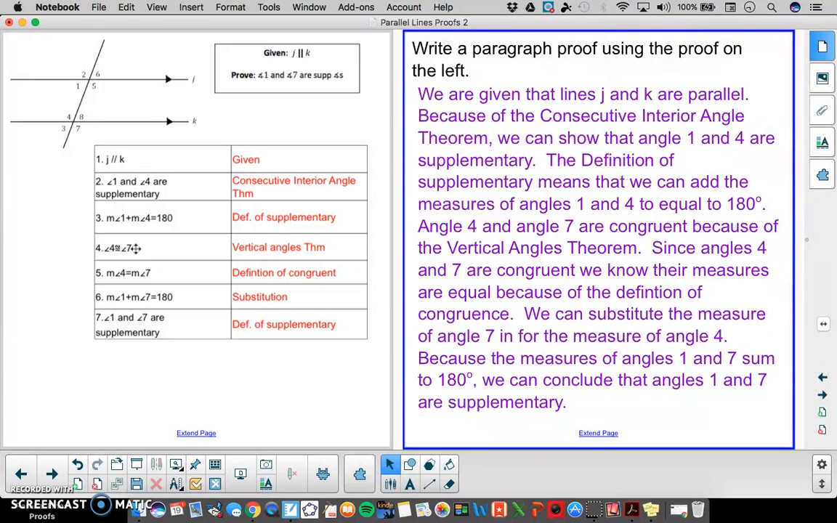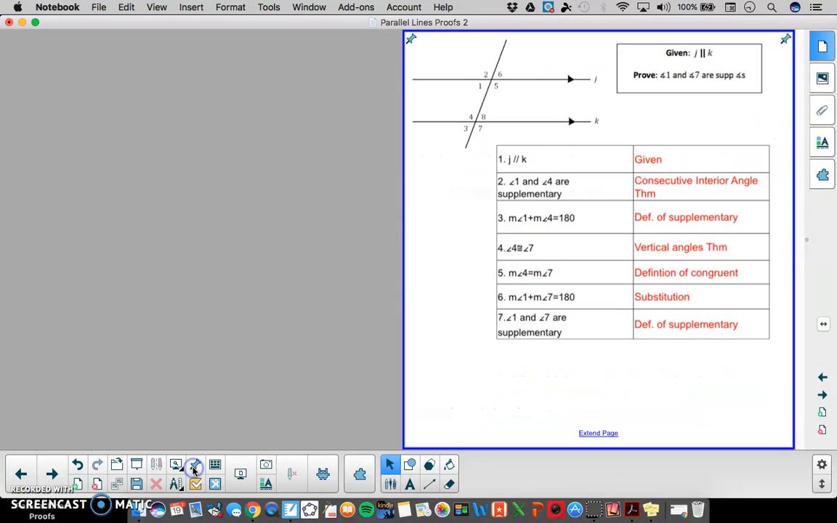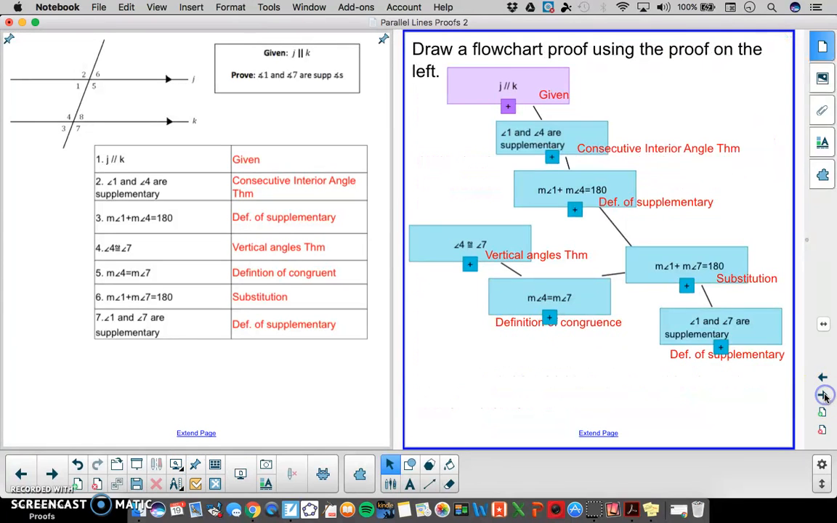Since angles 4 and 7 are congruent, we know their measures are equal because of the definition of congruence. We can substitute the measure of angle 7 in for the measure of angle 4. Because the measures of angle 1 and 7 sum to 180, we can conclude that angles 1 and 7 are supplementary. So that paragraph directly reflects what we put in our two-column proof. Now let's work on a flowchart for this.